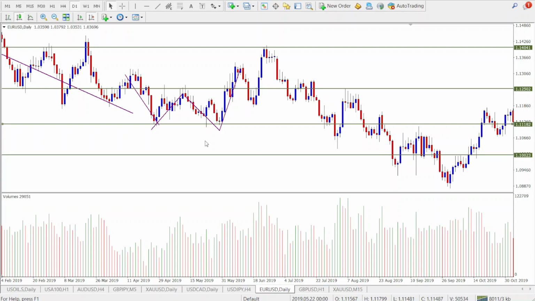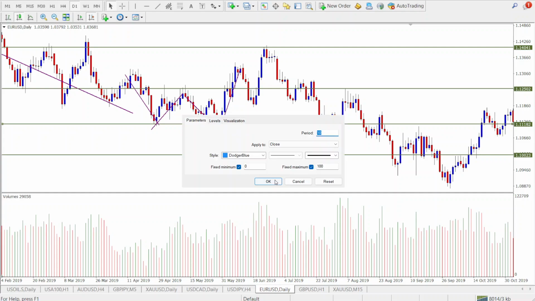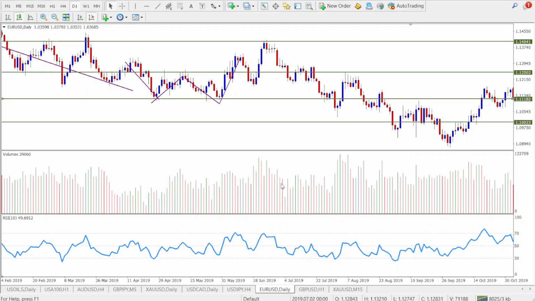Now, after that, you check for divergence. You can actually use RSI or MACD, or any other momentum indicator to check if momentum is weakening before entering. All right, just check if momentum is weakening before entering.